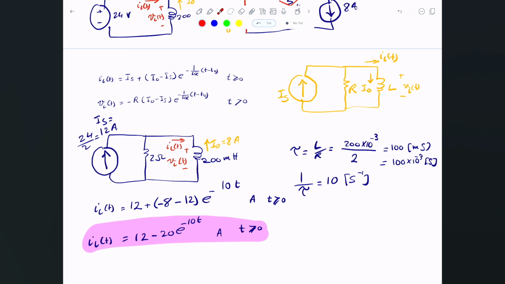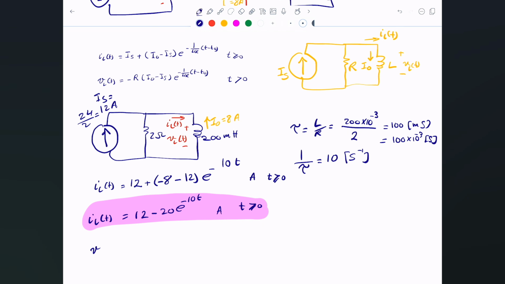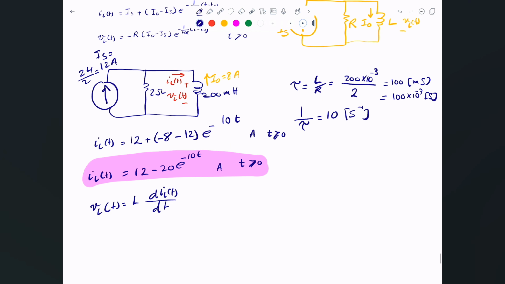So that's good. So now what we need to do is find out what V L of t is. Again, what we can do is you can either just tell me, well, it's L times di L of t divided by dt. And using passive sign convention, we'll see that this here is a positive, so we just use positive in here. Or you can just use the equation, which I will do.